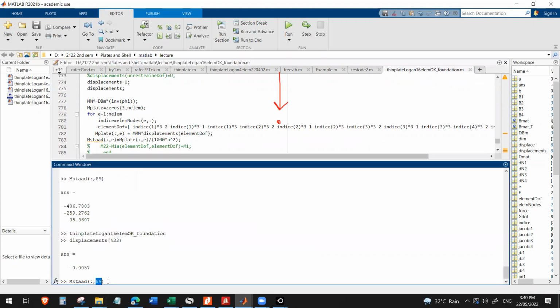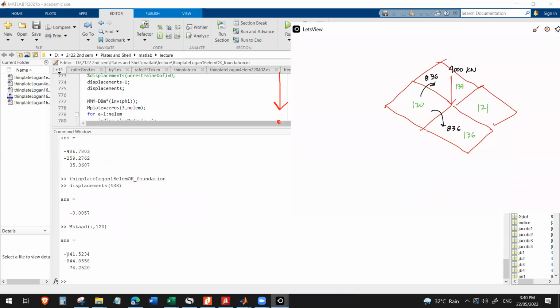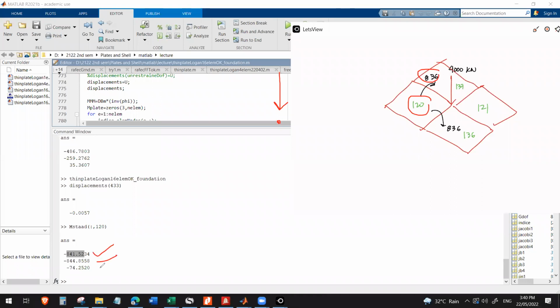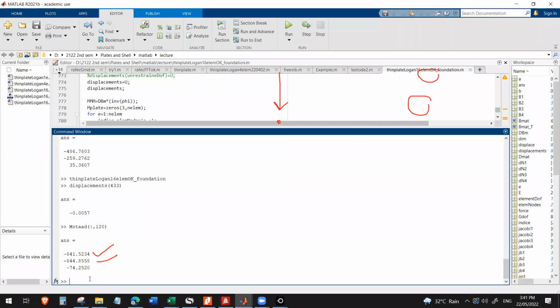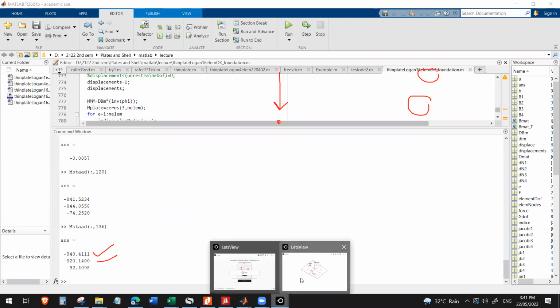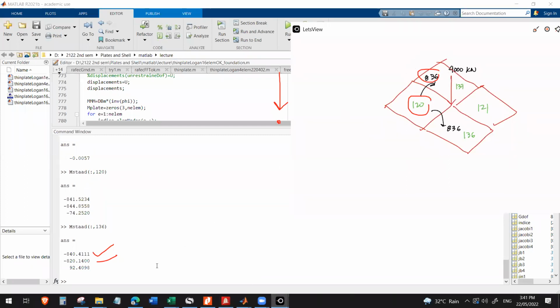So this is 120. Okay, so we're getting 841, right? So which is very near, no? Oh, sorry, 836 versus 841 in our MATLAB code using just a rectangular plate bending element, 12 degrees of freedom per plate, okay? How about 136? Let's try 136. So yeah, still the same. 840 versus 836.